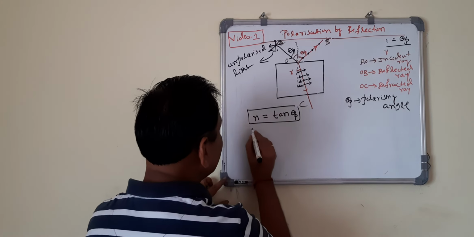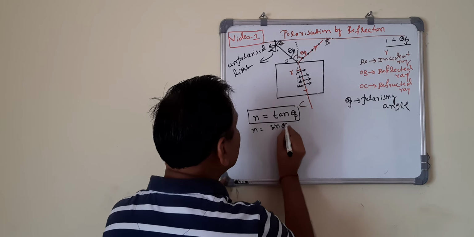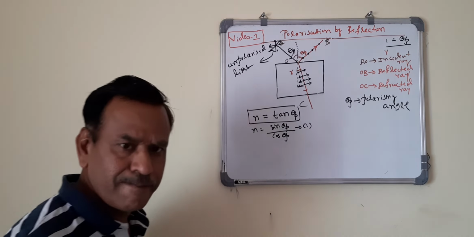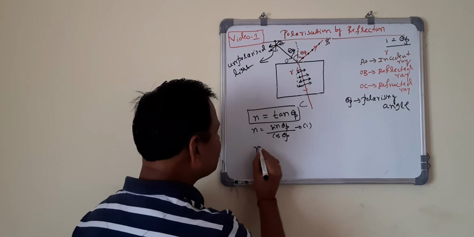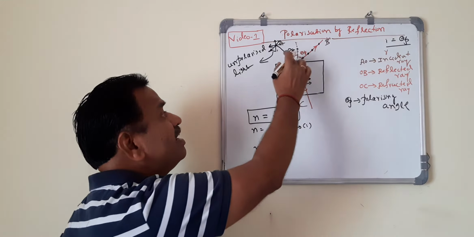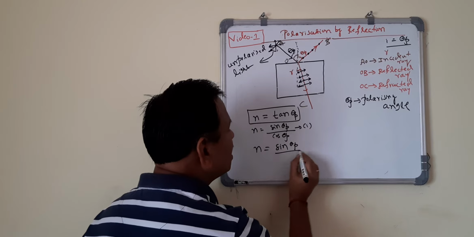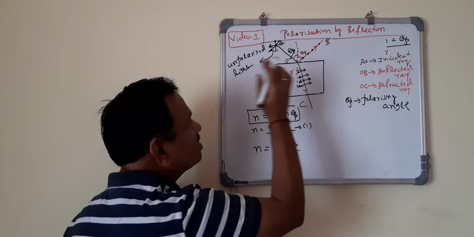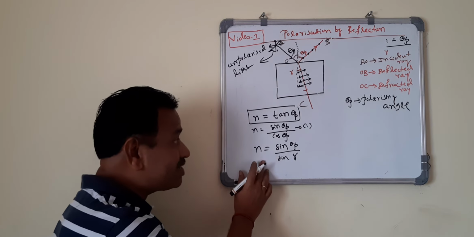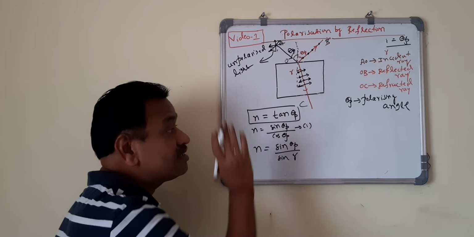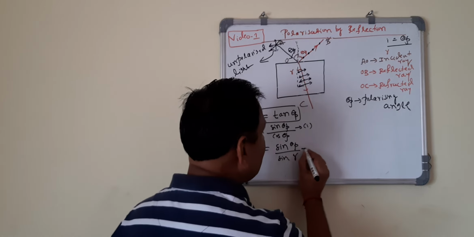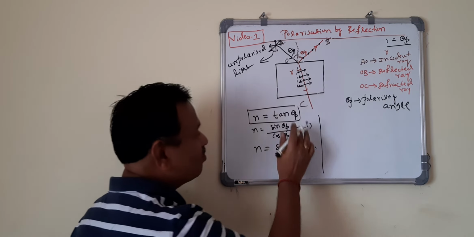And we know that n equals sin theta p divided by cos theta p. This is equation 1. Next, according to Snell's law, we know that n equals sin i divided by sin r. What is i? Angle of incidence, this is theta p, divided by sin of r. What is r? Angle of refraction. This is according to Brewster's law, and this is according to Snell's law. Now I am comparing equations 1 and 2.